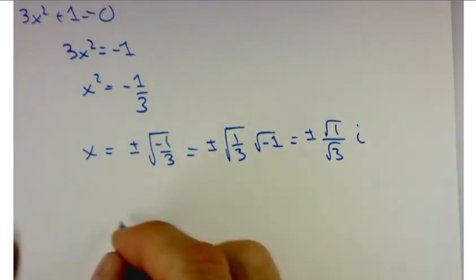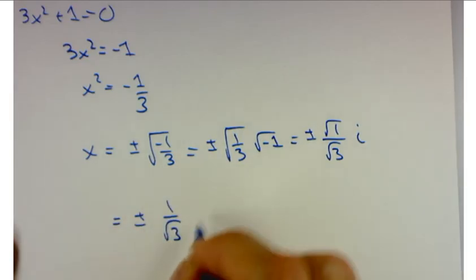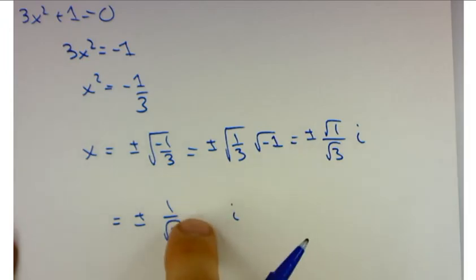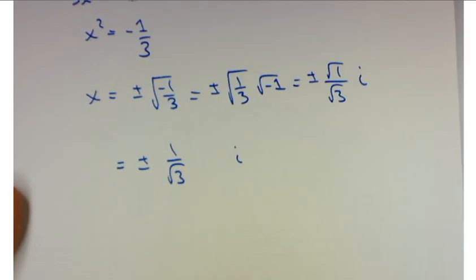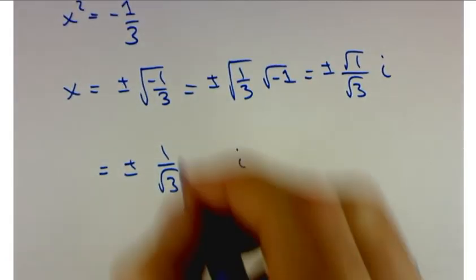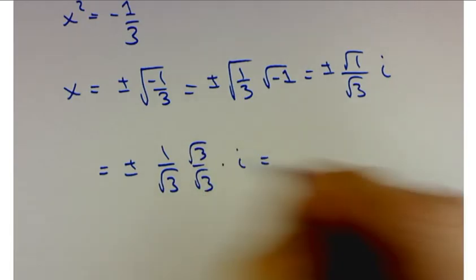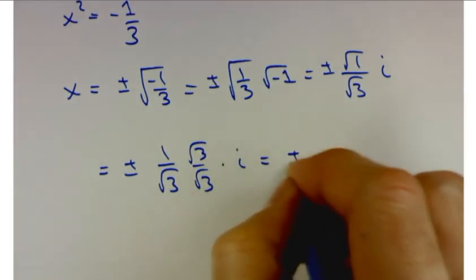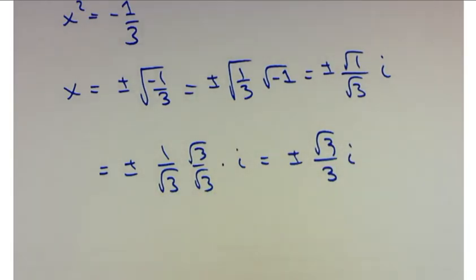But if I wanted to rationalize this, what would I have to multiply by to get rid of the square root of 3 in the denominator? Does anyone remember that one? Root 3 over root 3. So it would leave me with plus or minus the square root of 3 over the square root of 9. The square root of 9 is 3.